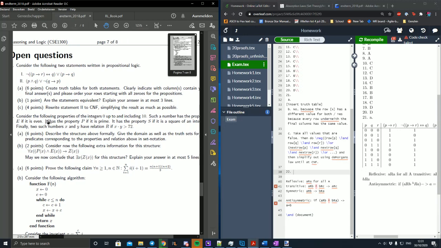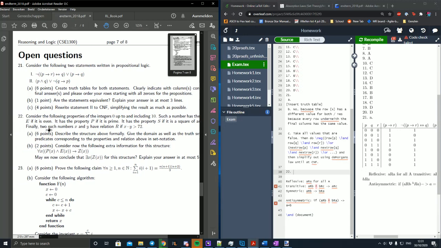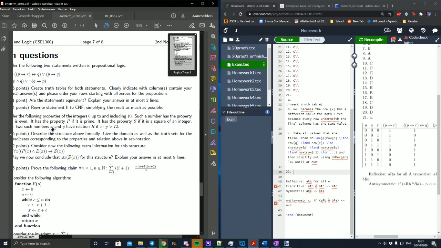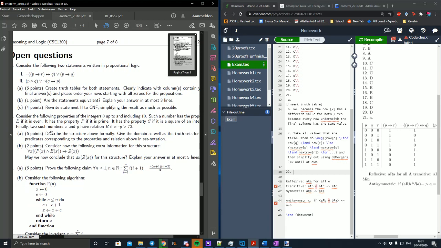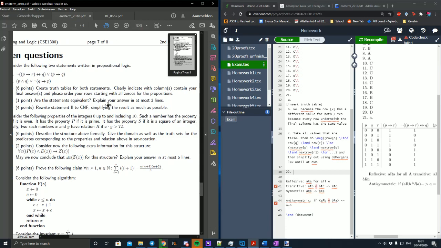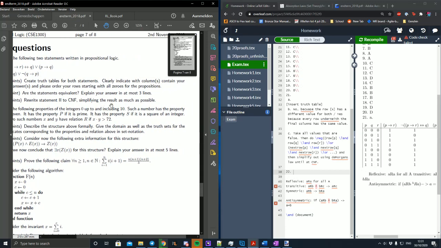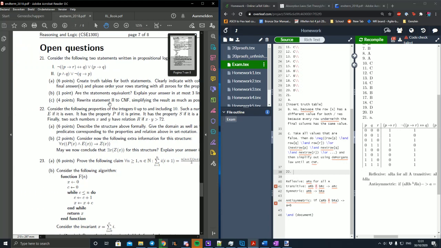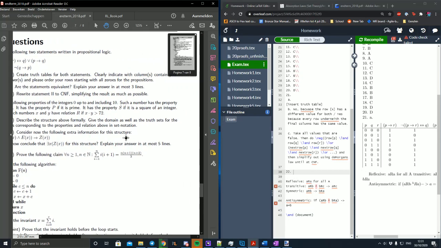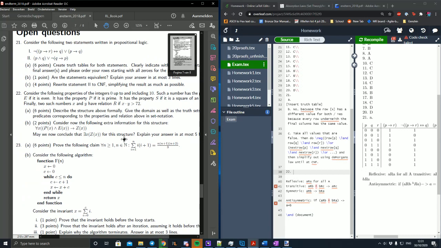Consider the following properties: the integer 0 up to and including 10. Such a number has the property E if it is even. It has the property P if it is prime. It has the property S if it is the square of an integer. Two numbers X and Y have a relation if X times Y equals 42. Describe the structure above formally, give the domain as well as the truth set for the predicates corresponding to the properties above in set notation.